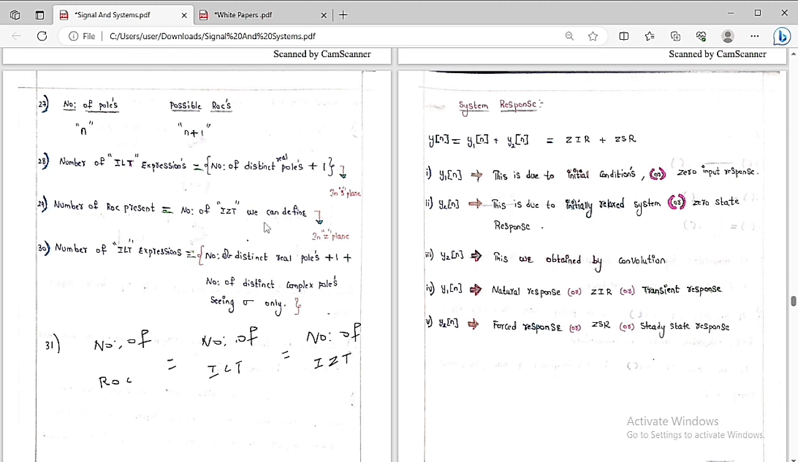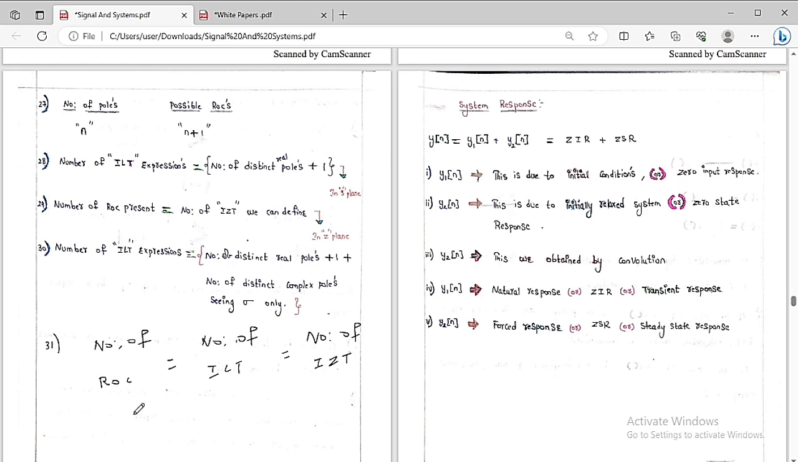So this is what I am trying to tell you. The number of ROCs present is equal to the number of inverse Z transform expressions or inverse Laplace transform expressions in the Z plane as well as in the S plane. So this is what you have to keep in your mind. And always you have to remember, for the number of poles n, the number of possible ROCs is n plus 1, as you can see clearly from the graph. Even if you forgot that, you can easily get it by the graph also, right?